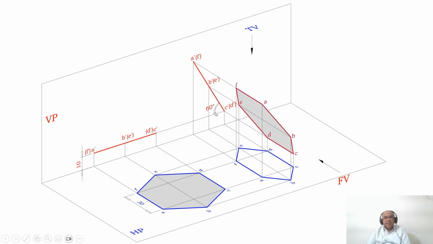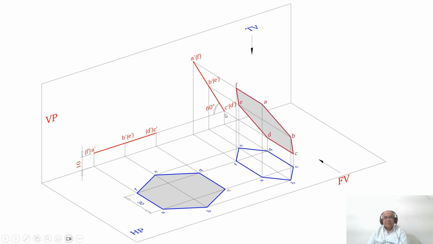Then since he has given the inclination, you are rotating this in 3 dimension from CD. You take CD, which is above HP by 10 mm, then you rotate that surface such that it makes an angle of 60 degrees with respect to HP. Once you get 60 degrees to HP, what happens to the position with respect to VP? The surface is still perpendicular to VP. Therefore, you are getting a line in the vertical plane.